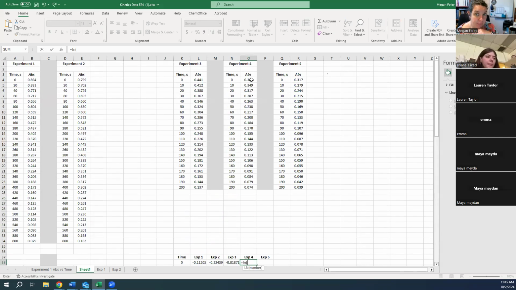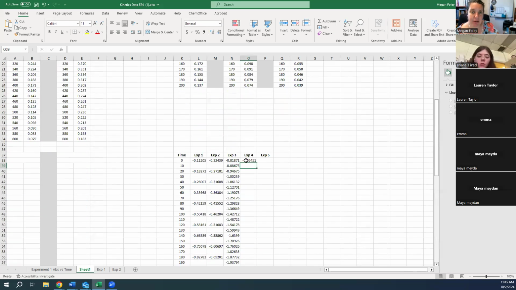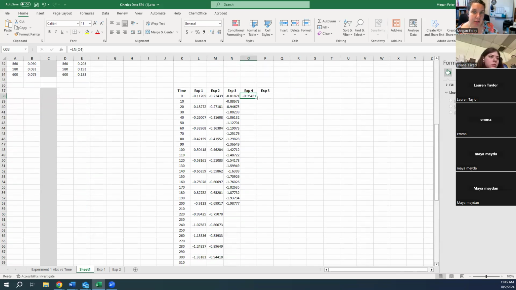Click on its first absorption value, close parentheses, and enter. Then we're going to click on this little box and pull to 200 seconds.